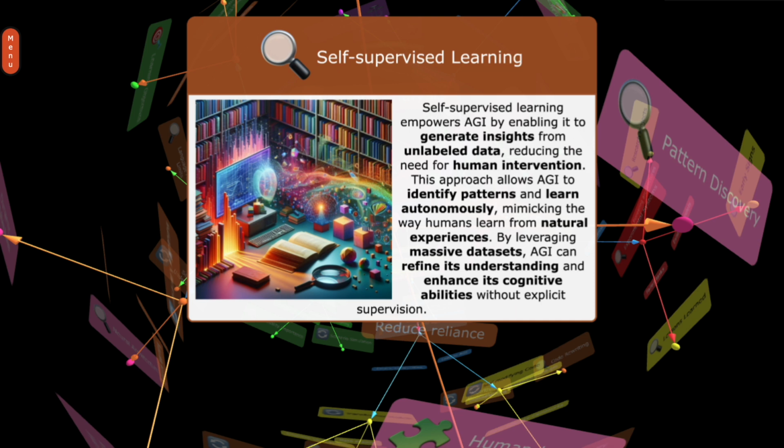Self-supervised learning empowers AGI by enabling it to generate insights from unlabeled data, reducing the need for human intervention. This approach allows AGI to identify patterns and learn autonomously, mimicking the way humans learn from natural experiences. By leveraging massive datasets, AGI can refine its understanding and enhance its cognitive abilities without explicit supervision.